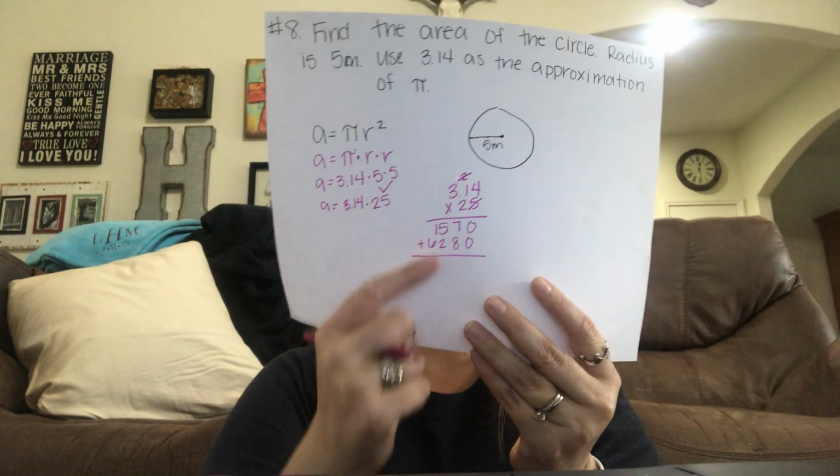Now you're going to take those numbers and add them together. 0 plus 0 is 0. 7 plus 8 is 15. Put the 5, carry the 1. 5 plus 2 is 7, plus 1 is 8. Carry the 1, and 1 plus 1 plus 6 is 8. So you should have gotten 8,850.